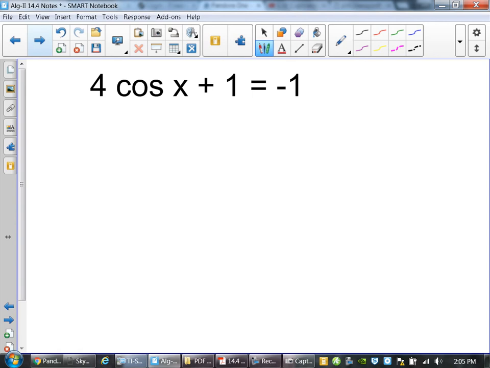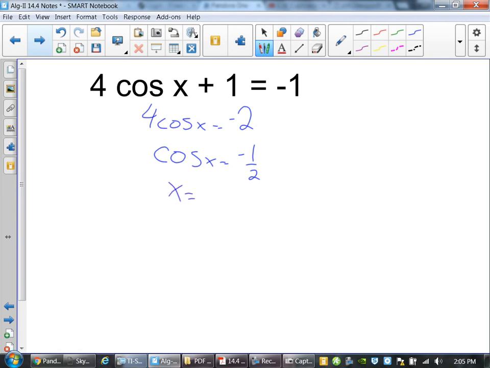So again, you're at a two-step equation. Shh, guys, you're at a two-step equation. What do you do first? Subtract the 1. Divide by the 4. Exactly. So then I go back to the idea of what angle has the cosine of negative 1/2?